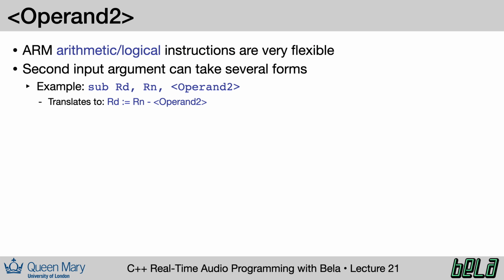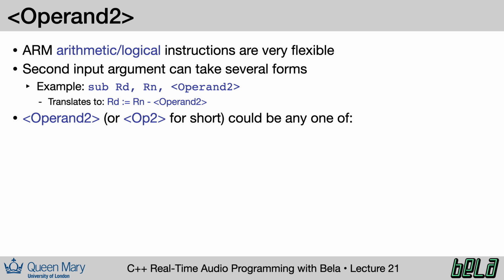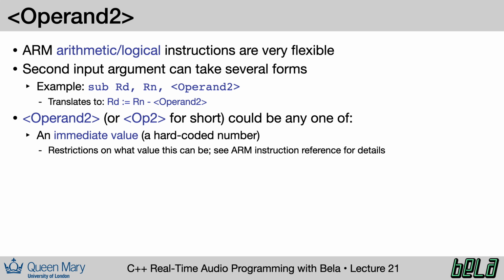Mathematical instructions on ARM processors are extremely flexible. Specifically, the second input argument to nearly every arithmetic and logical instruction can take several different forms. These are collectively known in the reference manuals as operand 2. Op2 could be one of several things. It could be an immediate value, which is to say a hard-coded number. It could be the name of a register, anything from R0 to R15.